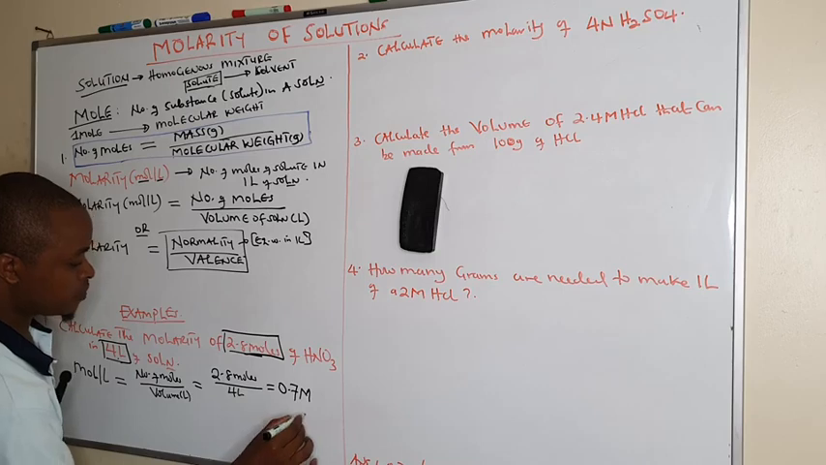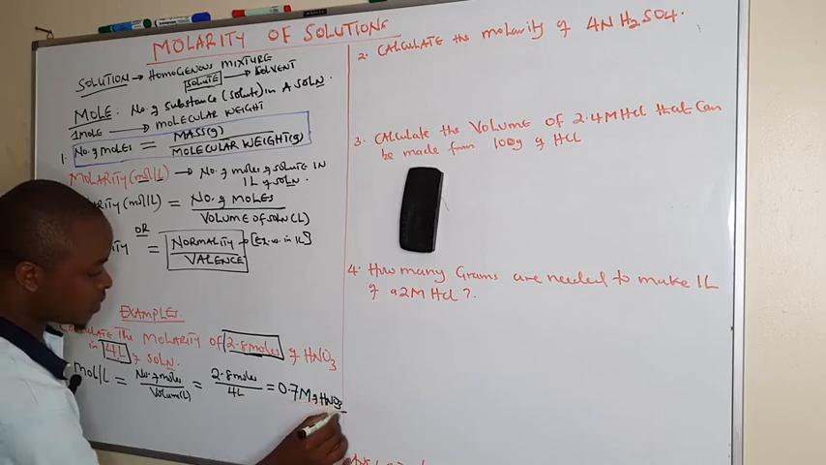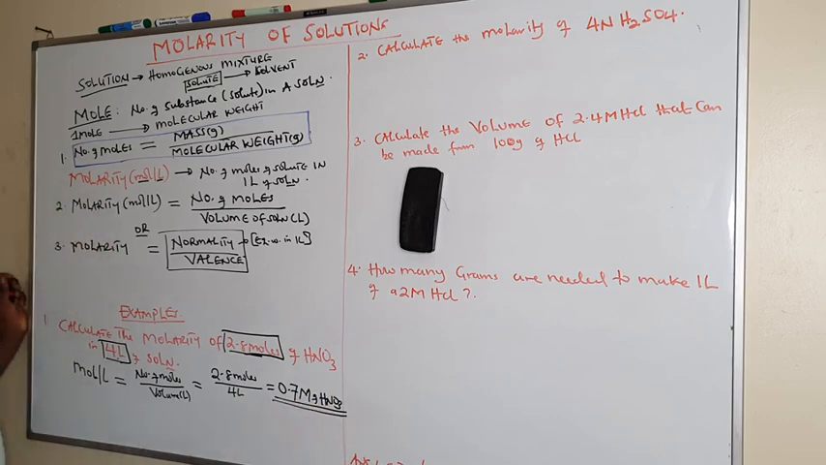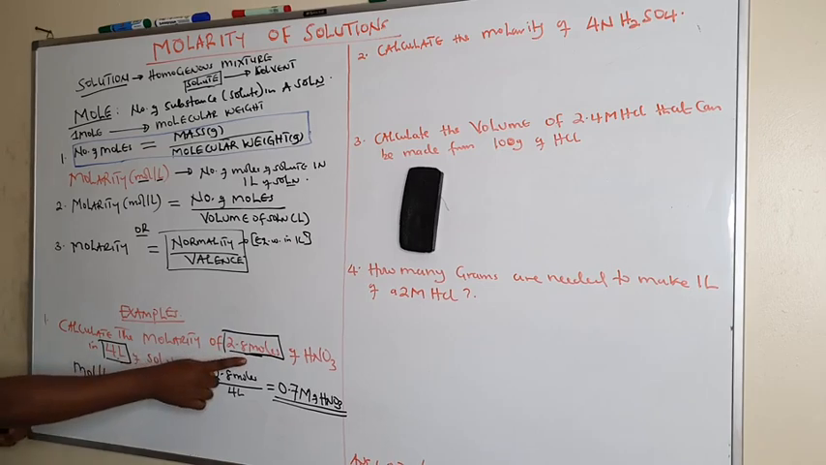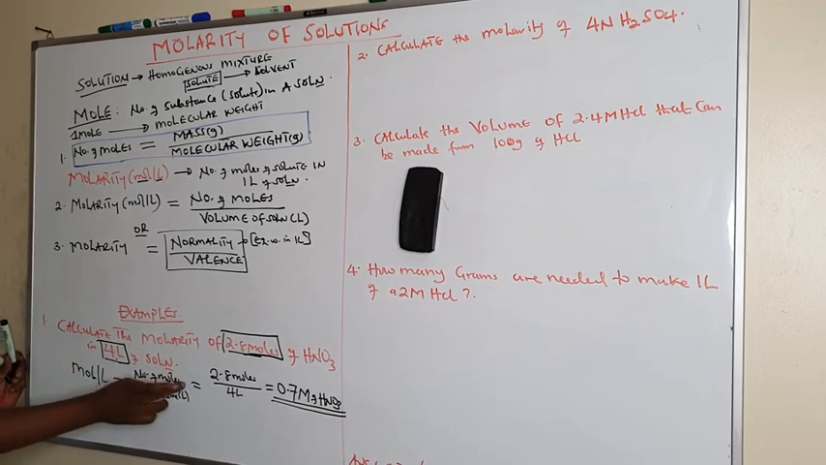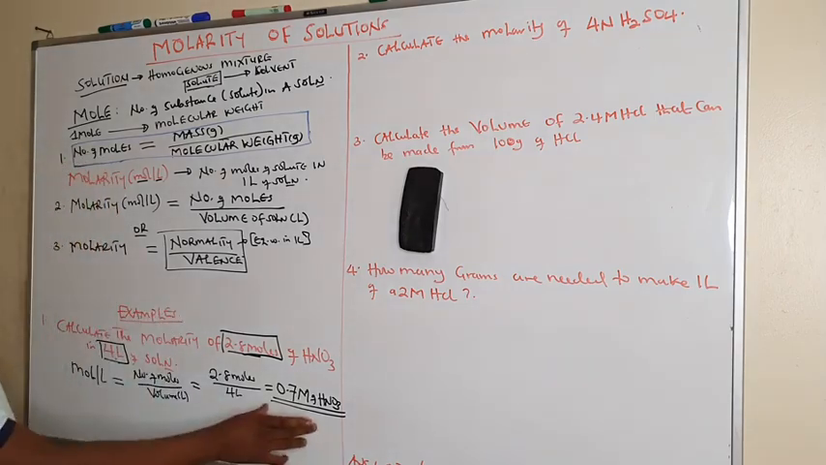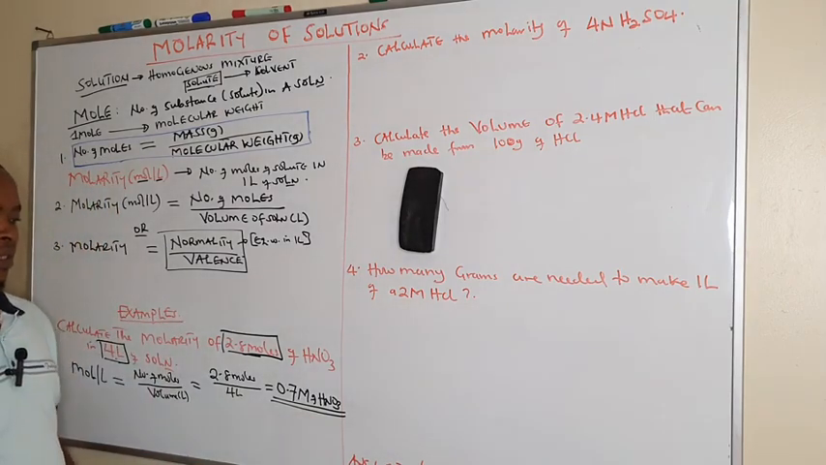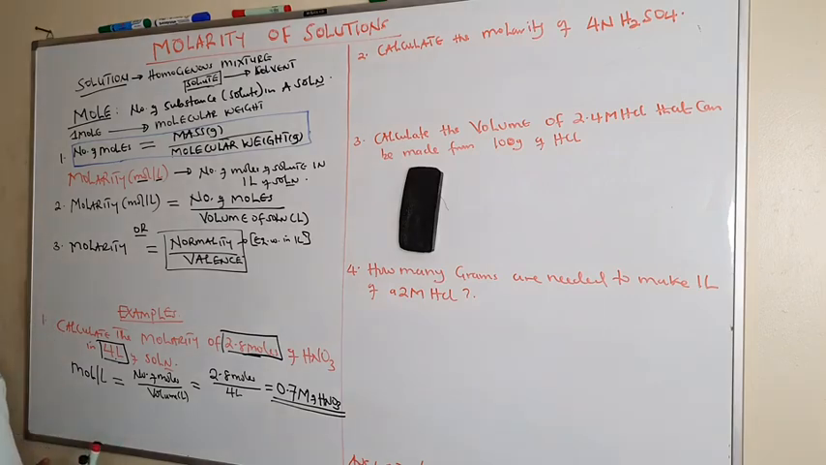molar, capital M, of nitric acid. So this becomes the molarity, because we are provided with moles and liters, and we know that molarity is equal to number of moles divided by volume. So we are able to get 0.7 molar, or you can say 0.7 moles per liter.